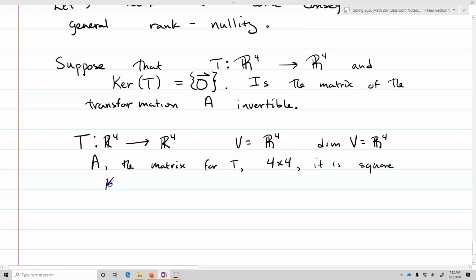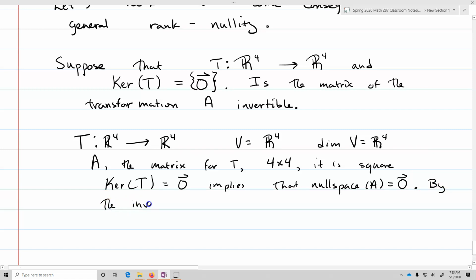Okay, then we can also say, oh well, that means that the kernel of T is going to equal 0, implies that the null space of A is going to equal the 0 vector. All right, and by the invertible matrix theorem, A is invertible.